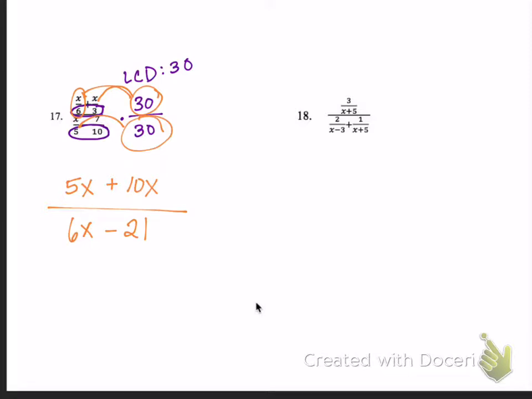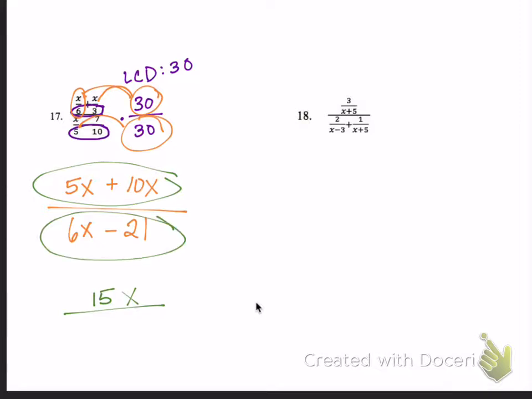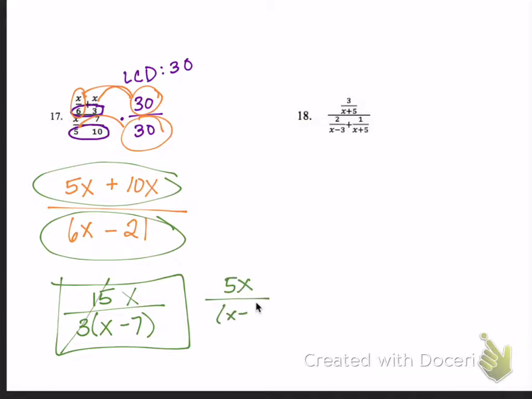And then I'm going to simplify that one more time. And so the 5x and the 10x combine to become 15x over, and then the denominator, can I pull out anything? A 3. 3 times x minus 7. So then the 15 over 3 would cancel, and it would be 5x over x minus 7. No, then you couldn't take anything else out. Wouldn't it be 2x? Isn't it 2x? Yeah, 2.